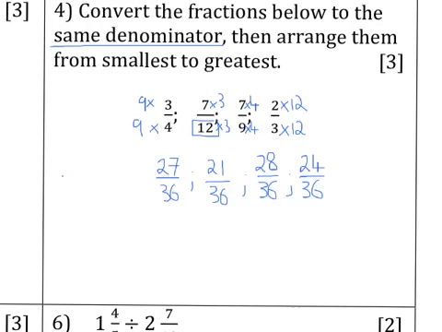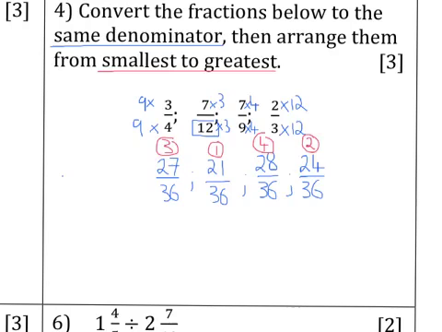So on the second line, I've got all those, they now have the same denominator, so I can actually compare them easily. So what I then do is, it's asked me to go from smallest to greatest, so I'll just order them there. 21 is the smallest, 24, then 27 third, and 28 is the biggest.